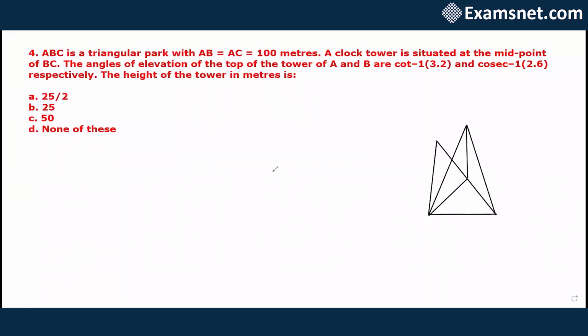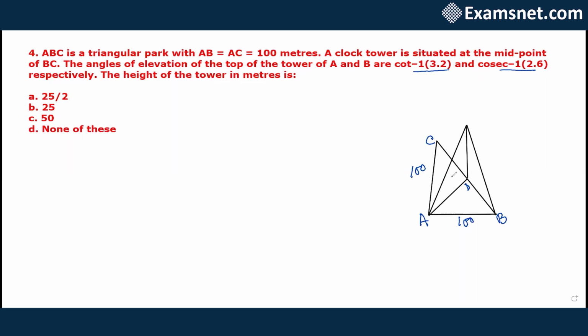Question number 4 states that ABC is a triangular park. So let's say this ABC is a triangular park with AB equals AC and both are 100 meters. Next, a clock tower is situated at the midpoint of BC. So let's say the midpoint is D, and at the point D, a clock tower is situated. The angles of elevation of the top of the tower from A and B respectively are cot inverse 3.2 and cosec inverse 2.6.